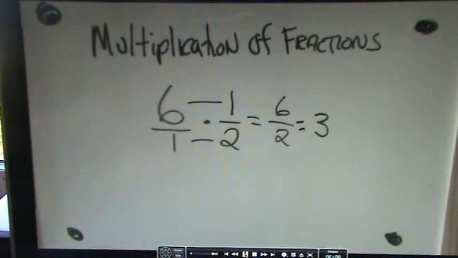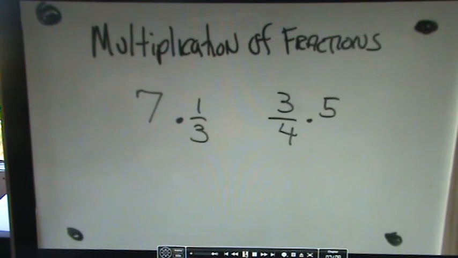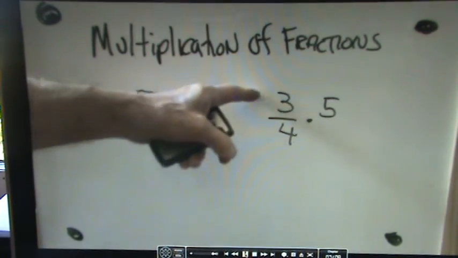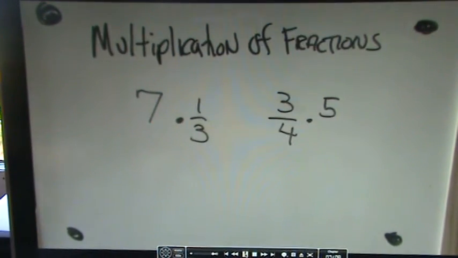Okay, I'm going to put a couple of problems up for you, let you work them, and then we'll look at them. Okay, here are 2 problems. 7 times 1/3 and 3/4 times 5. Pardon me. Put the DVD on pause and in your notebook work those problems. Then turn the DVD back on and we'll go through them and we'll see how you did.